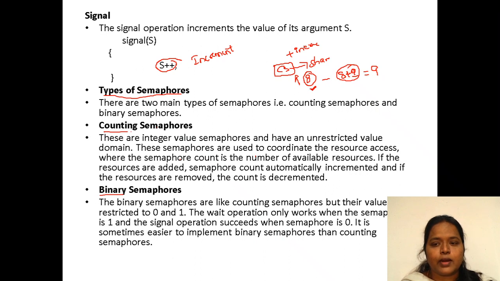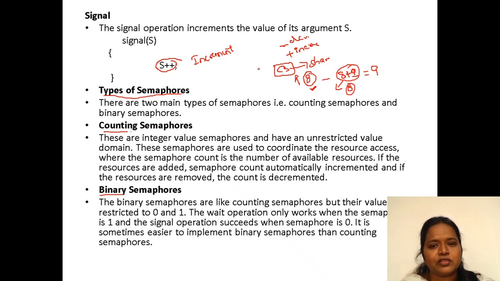If you are going to add any one of the resources, the semaphore count is going to be incremented by 1. Suppose any resource has been removed, in the sense the semaphore count is going to be decremented by 1. So that is known as counting semaphore. These are integer value semaphores and have an unrestricted value domain. These semaphores are used to coordinate the resource access.